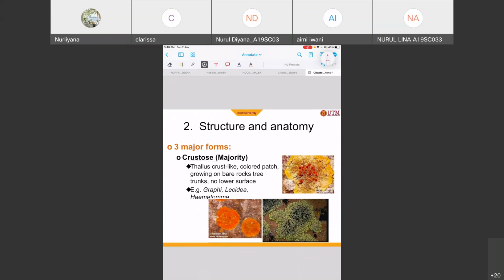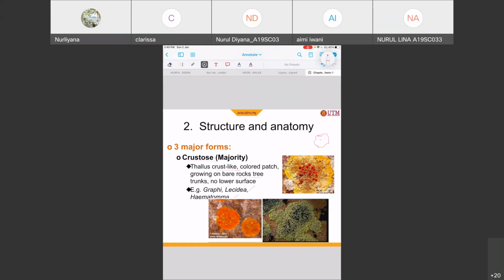So as you saw in the test just now, it asks a question like this. You can see the structure is very much a crust type. They attach to the substratum, and they are crust-like and in patches, and they mainly grow on rocks or on tree trunks. And these are the examples: Graphis, Lecidea, and Haematomma.